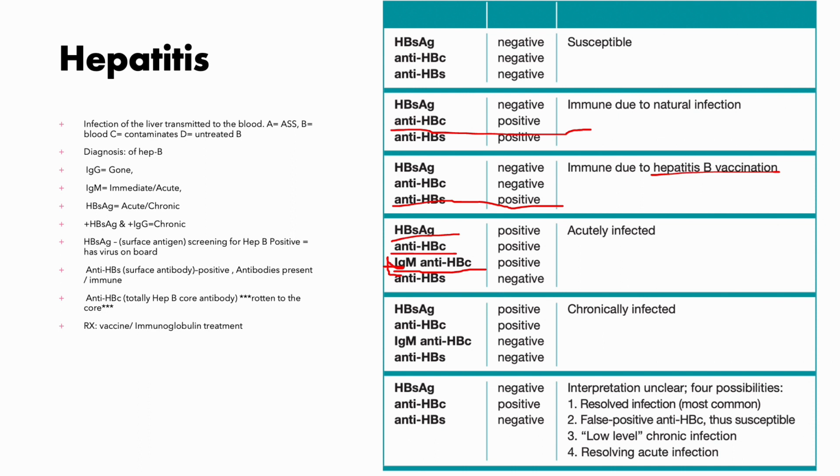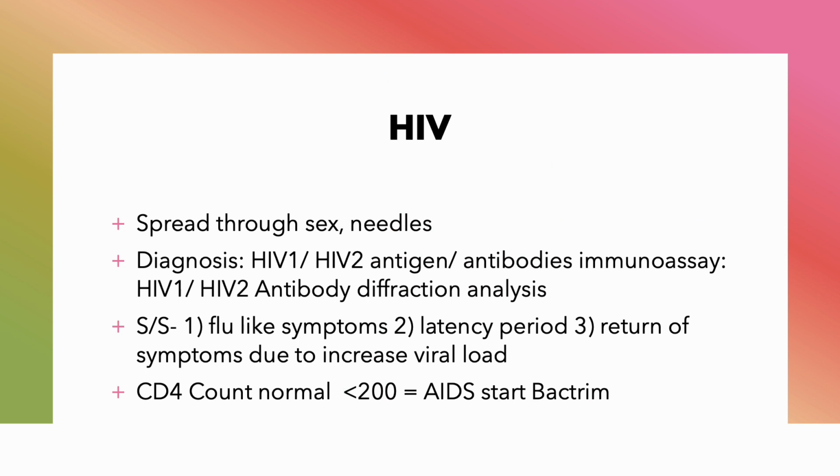You have the chronic, your anti-HBc is present, and then you're positive HBsAg. And that's positive. And so with the rest, if everything's negative, you haven't been vaccinated, you haven't been infected. I hope that helps. Really quickly, I want to hit on HIV.